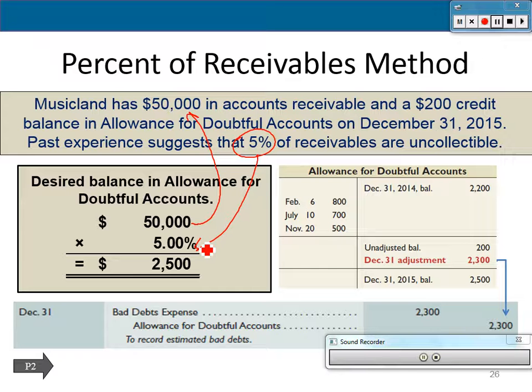Now, because this method has to include whatever was the previous balance in the allowance for doubtful accounts, the previous balance was 200. So we take our 2,500 and we subtract out this 200 to get an adjustment of 2,300 for allowance for doubtful. And of course, the balance at end of year for allowance for doubtful would be 2,500.